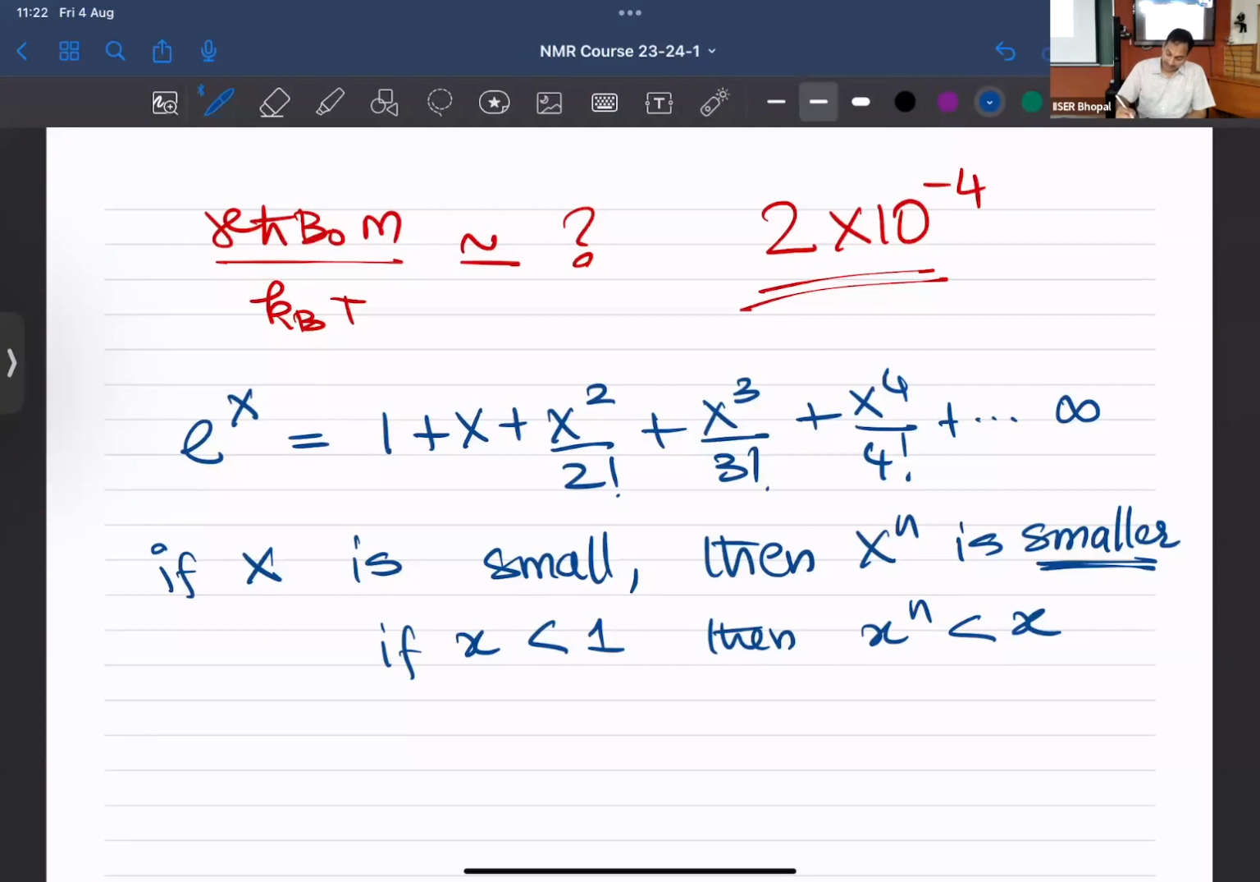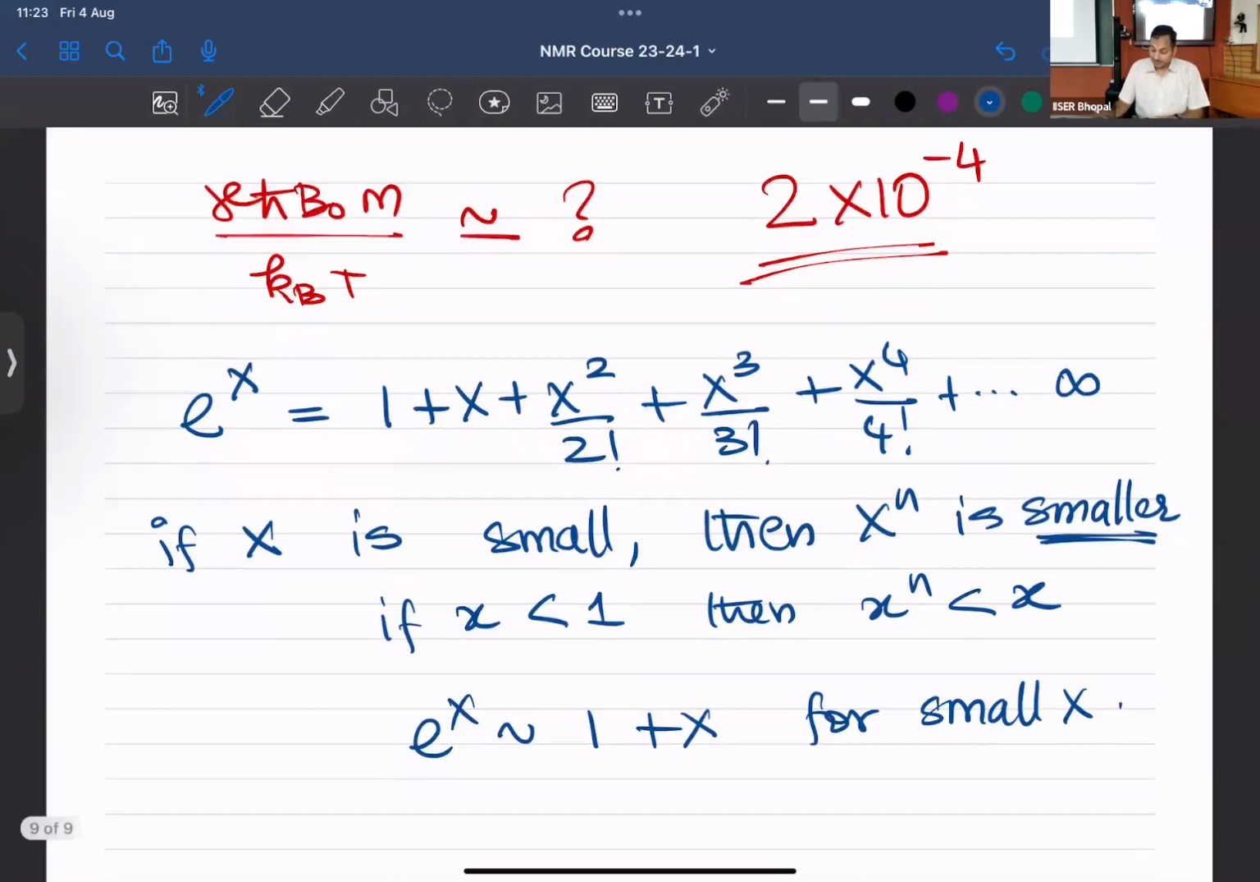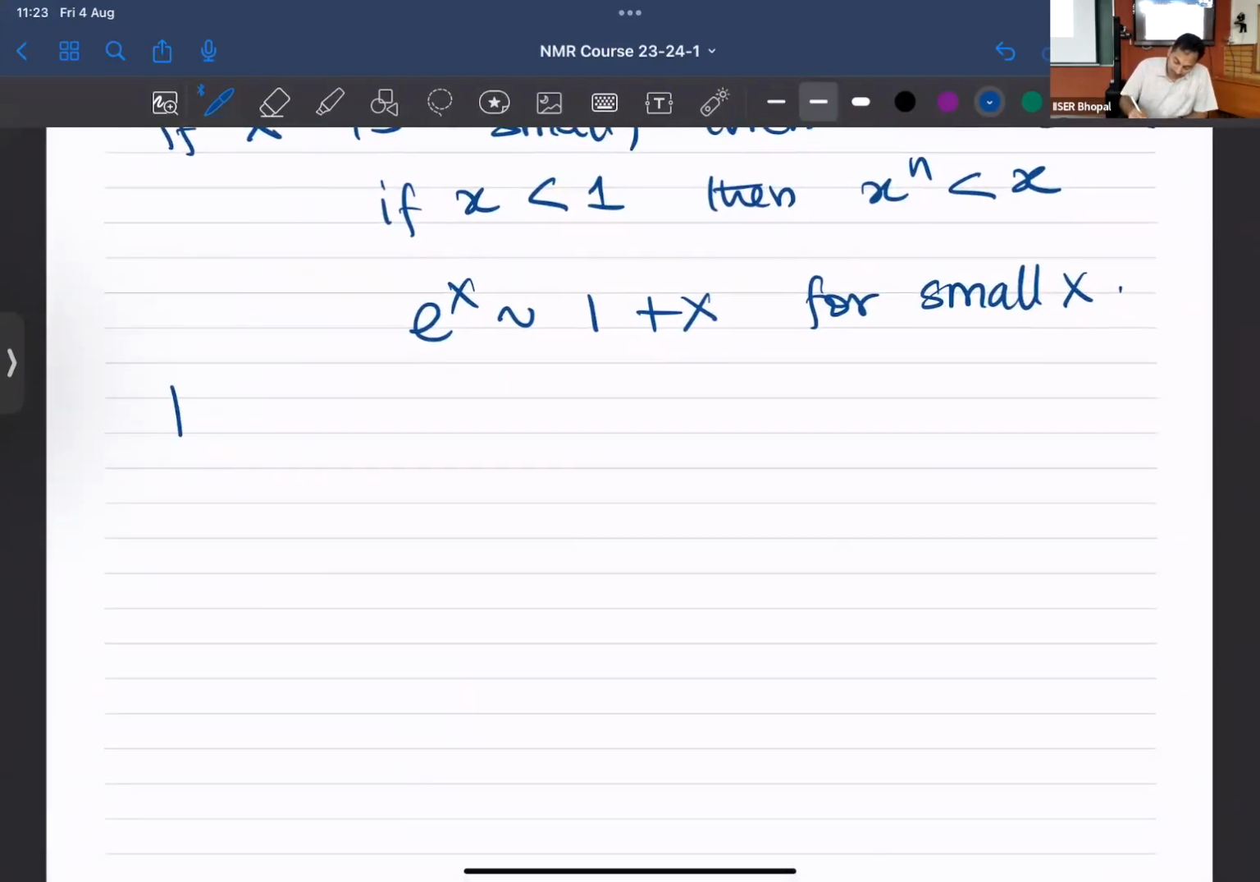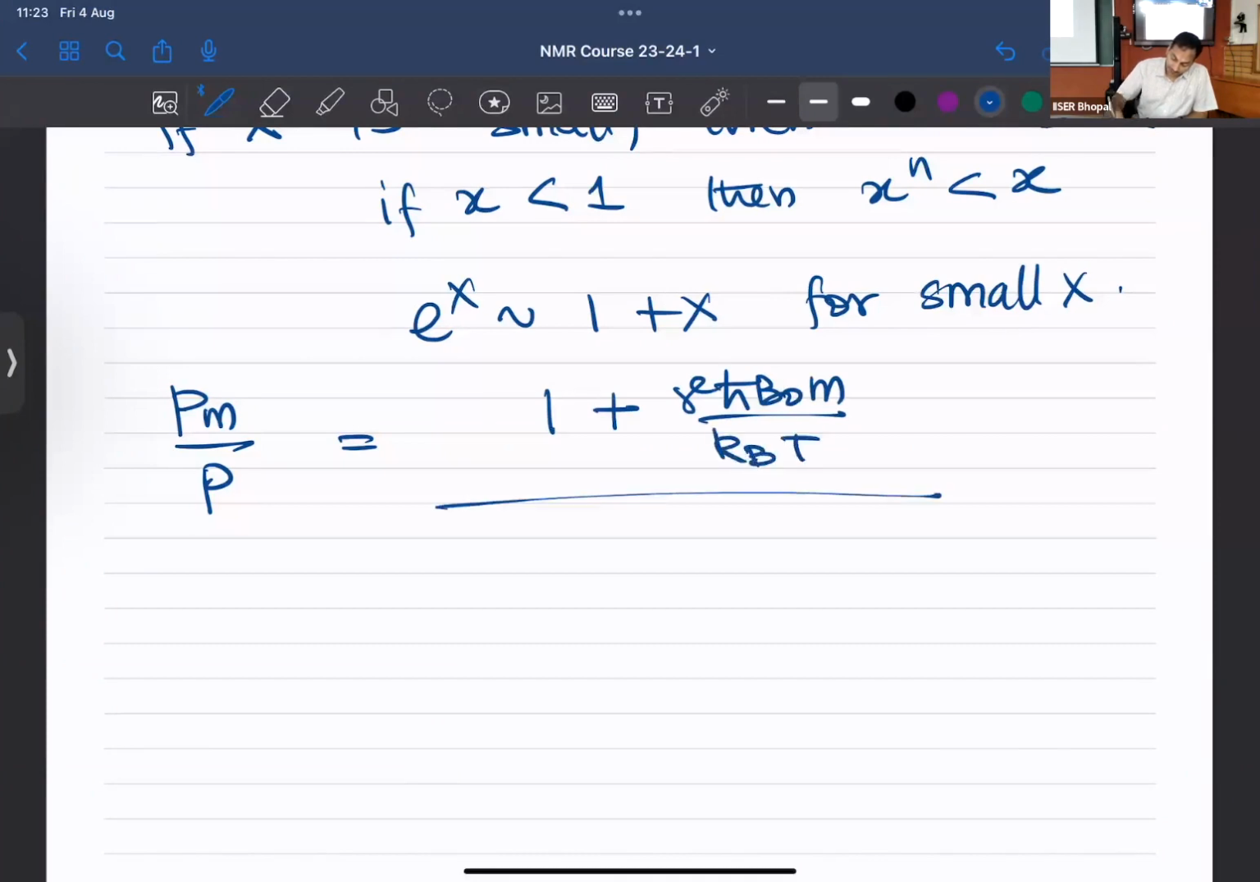So therefore, we can estimate e power x is approximately equal to 1 plus x for small x. Do you agree that x is small here? 10 power minus 4. It's really small, right? So therefore, what is going to end up happening? The population of state m is going to be given by 1 plus x, which is gamma h cross B naught m by kBT, the whole divided by the summation over m goes from minus I to plus I, e power plus gamma h cross B naught m by kBT.